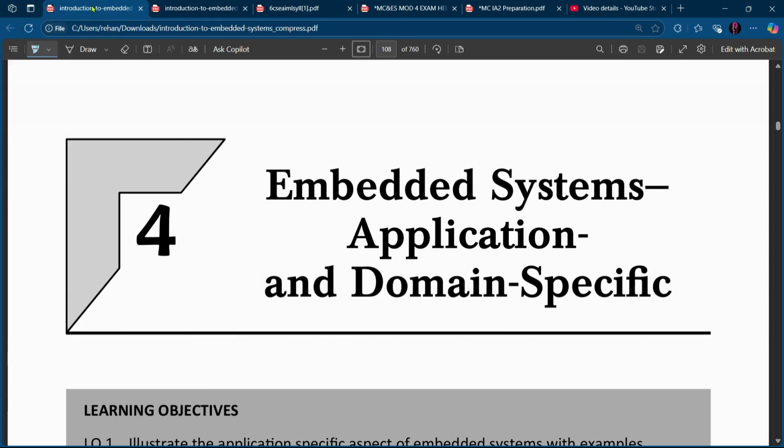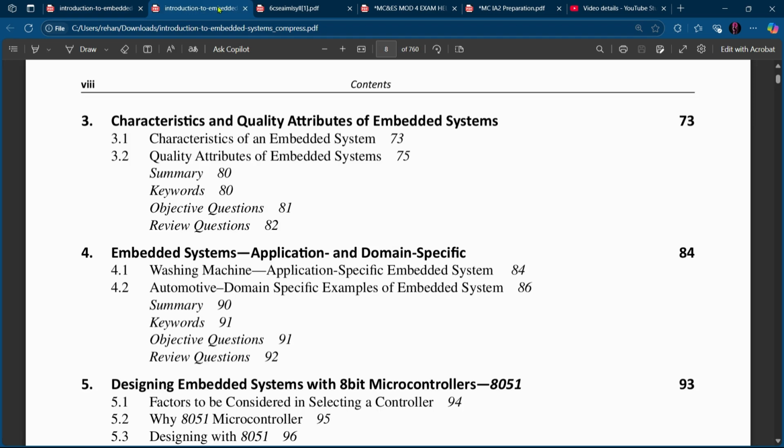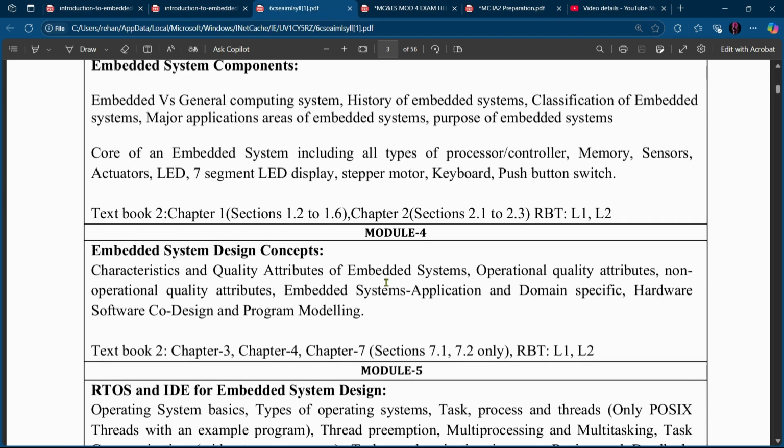We'll move to the next chapter of module 4. Module 4 basically consists of chapter 3, chapter 4 and chapter 7: the entire chapter 3 and 4, and just two sections of chapter 7. So we have completed chapter 3, which was nothing but from here till here. Now we have to talk about application and domain specific.